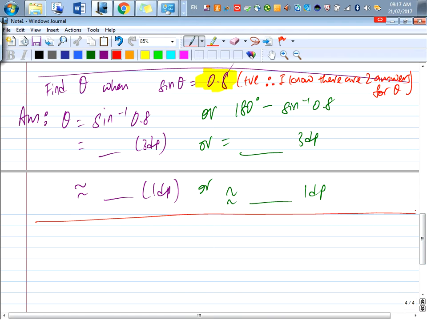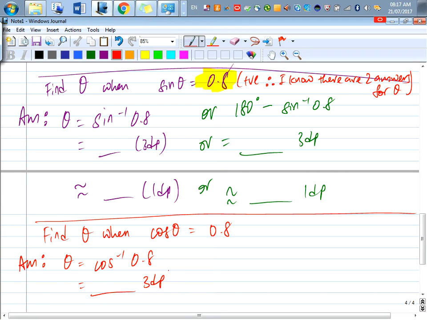Okay? Then, do we do the same thing for cosine? So I change the question. Find theta when cosine theta equals to 0.8. Do I do the same thing? So answer, theta equals to cosine inverse 0.8. You get an answer, 3 dp. Then you round it off to 1 dp, right? Do I need to continue? Or theta equals to 180 degrees minus cosine inverse 0.8. Do I need to do this?